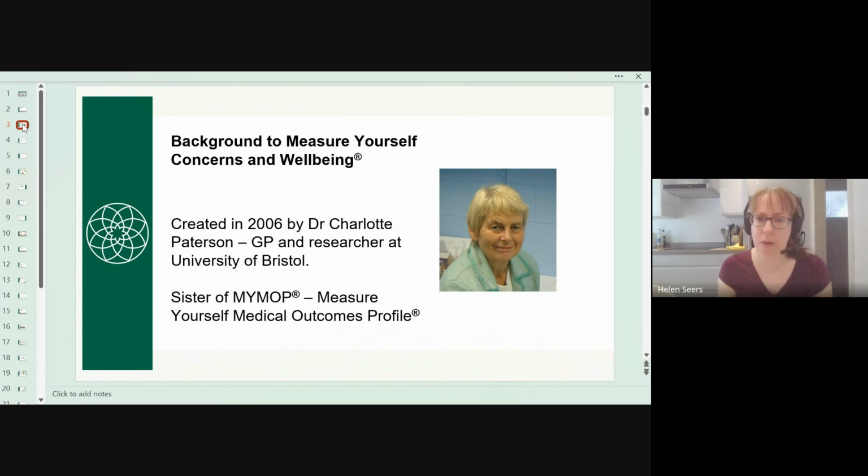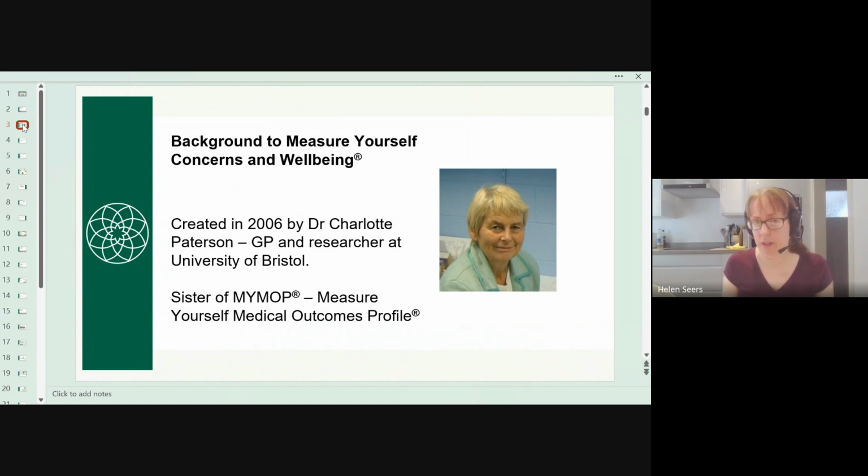So the tool was devised by us in 2006, and we worked with a GP who's on the screen here, Dr. Charlotte Patterson. She's now retired, and she was an academic at University of Bristol, as was I, and that's how I met her. But we worked in the context of Bristol Cancer Help Centre, which turned into Penny Brohn UK, and that's how I met Marie Polly, because she was a researcher at Breast Cancer Haven. And all three of us worked together in 2006 and devised and refined the MyCore tool.